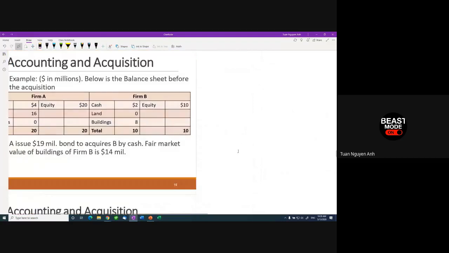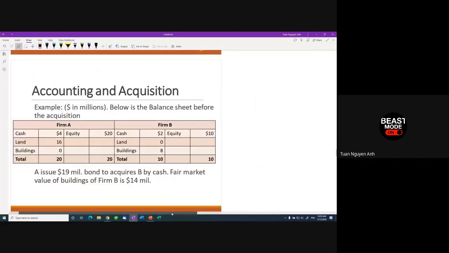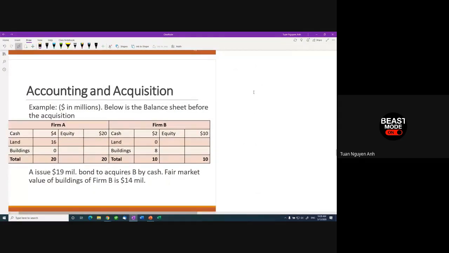Yeah, this is an example, and this is the balance sheet. At the time firm A issues a $19 million bond, the balance sheet of A will look like this: cash, 19 million in cash. So in total, we have $23 million in cash.